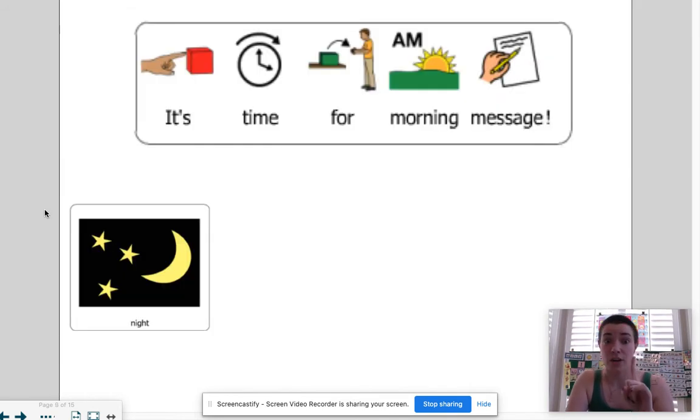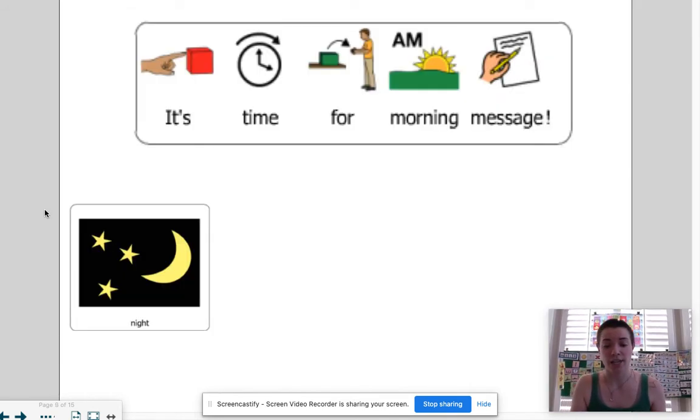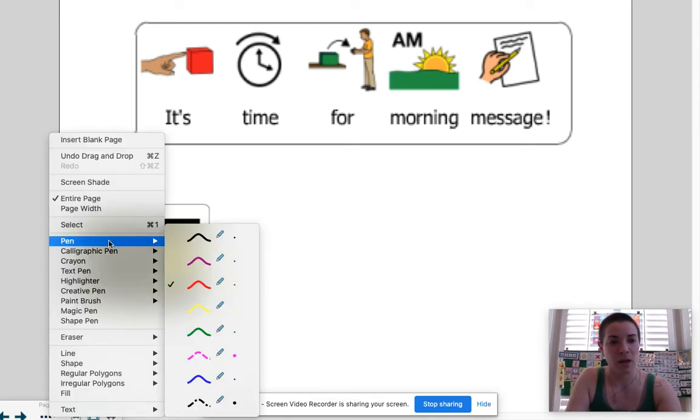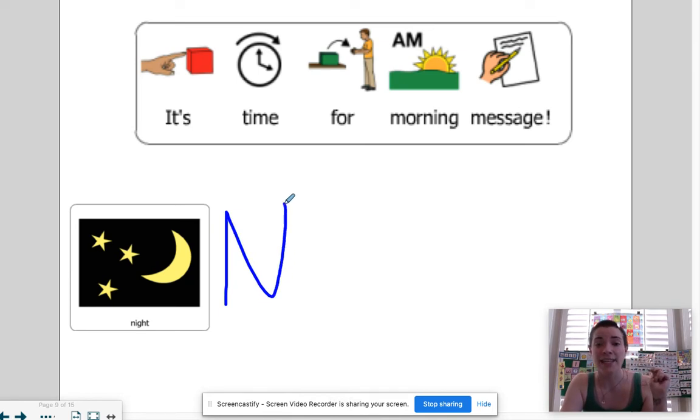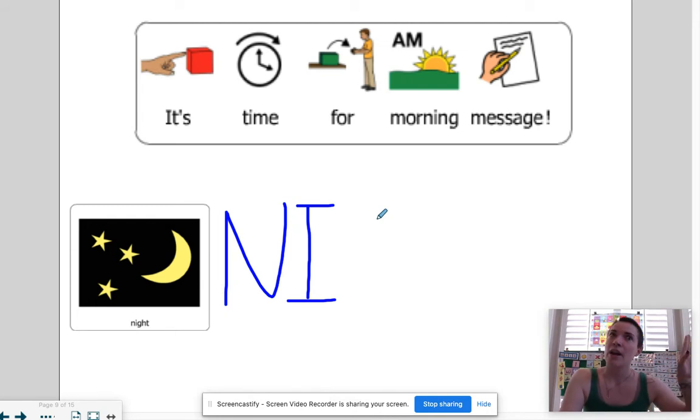And first, we're going to write our morning message, which is night. Now let's get our handy dandy pen. Blue seems like a nice nighttime color for today. So help me listen to the sounds as we make the letters. The first letter is N, N, N. Then we have I, although the sound that we hear is I. It's exactly how the letter name and the letter sound are the same in this word.